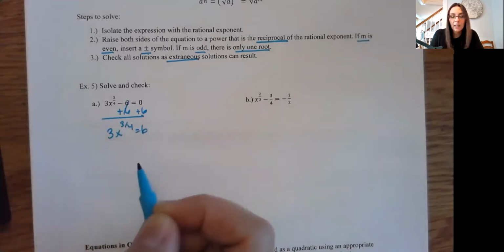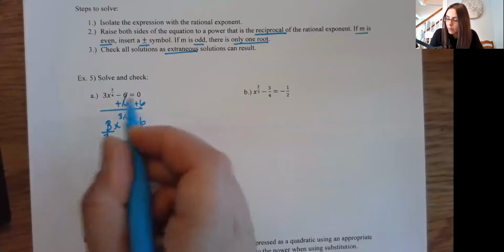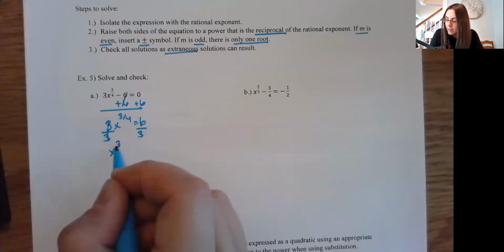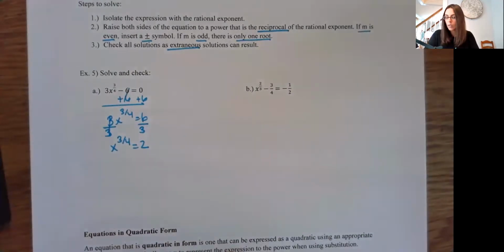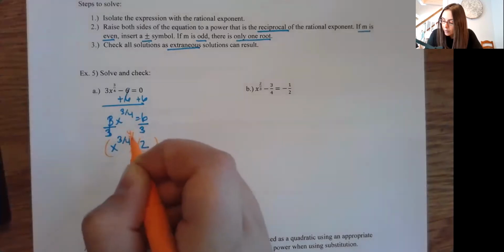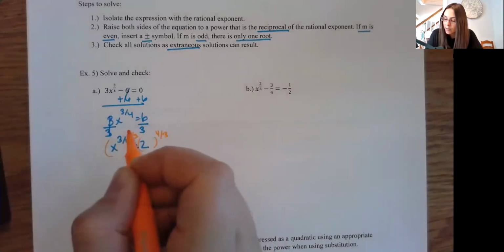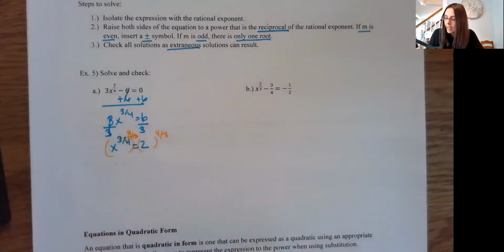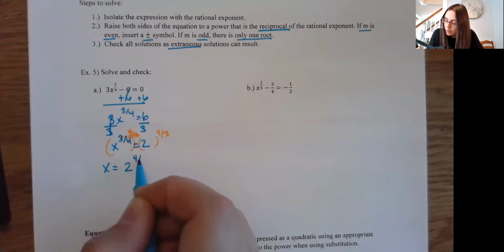All right, so I'm going to add 6 to both sides and divide by 3 first. Again, we're not starting in the equal 0 form. We actually want to isolate that rational exponent. And then what you're going to do is raise both sides to that reciprocal, because that's how you get it to cancel, right? The 4s and the 3s will both cancel. And then I have x is equal to 2 to the 4/3.